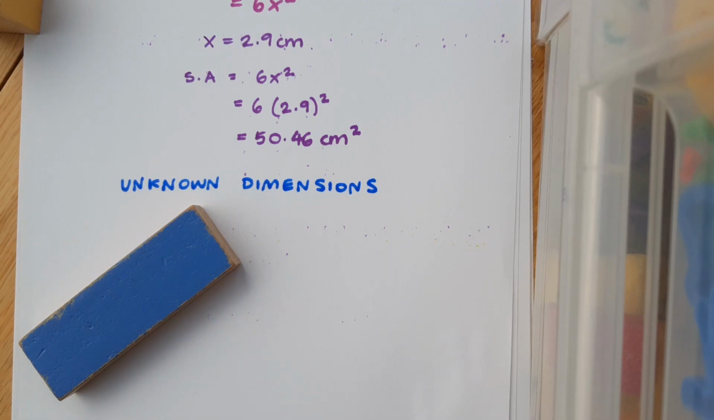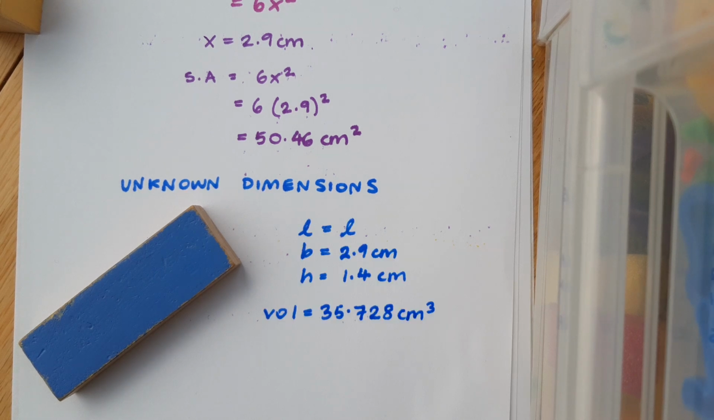Okay, so now we're going to work on finding unknown dimensions. So this is a cuboid, and I'm going to tell you some of its measurements, and I'm going to tell you its volume, and then we're going to find the unknown dimension or the unknown measurement. Okay, so I'm going to tell you that the length, I don't know what it is. I'm going to call it L. And the breadth is 2.9 and the height is 1.4, and the volume this time is 35.728 centimeters cubed. And I want to find that unknown length.